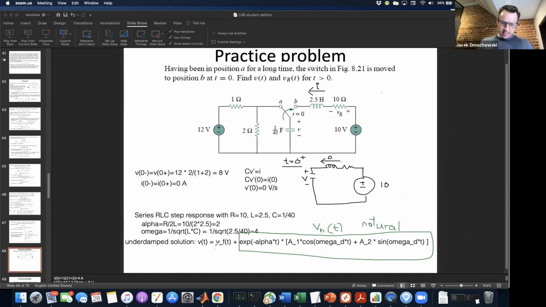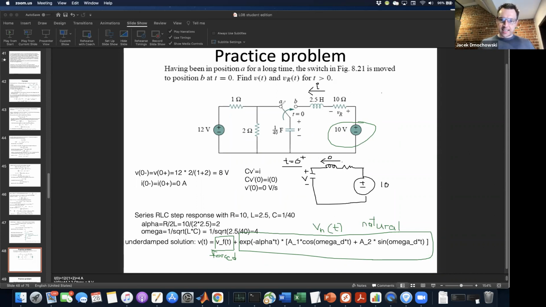And this is our forced response. Okay, so our forced response is the part of the solution that is driven by the 10-volt battery. Right, so there's two different things at play, and they have a different effect on the thing that we're solving for, which is the capacitor voltage.